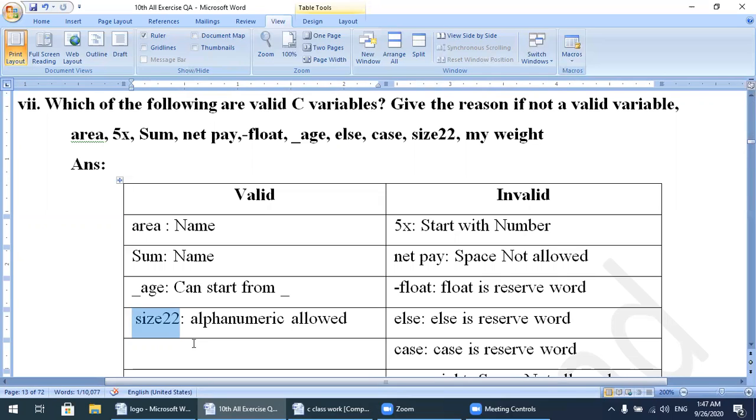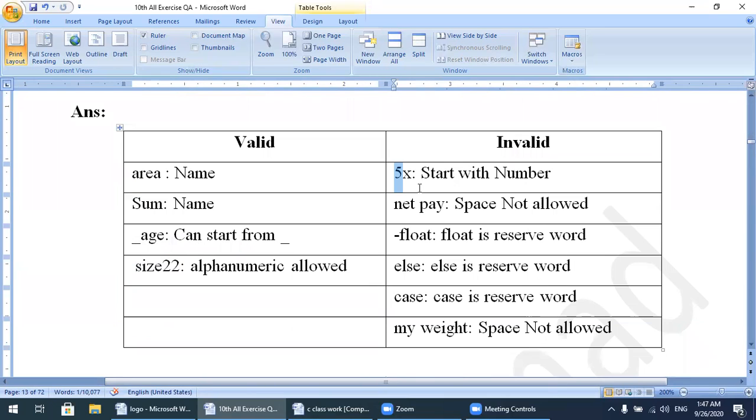Keep in mind, all the time in our program, when defining a variable, we can use alphabets or underscore. No other character, no other special symbol can be used in a variable name. Now watch over here, these are the invalid variable names. 5x: why is this one invalid? Because we cannot start a variable with a numeric character. That's why this one is invalid. We cannot use 5x as a variable.